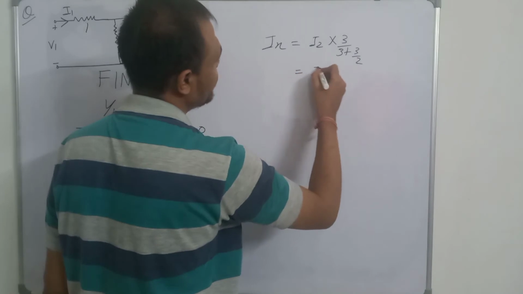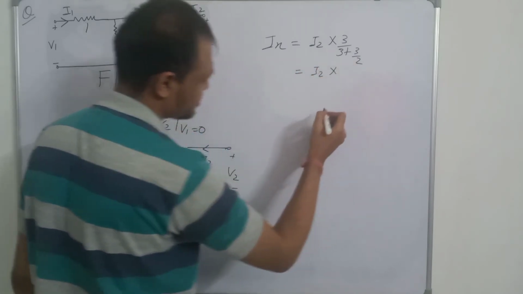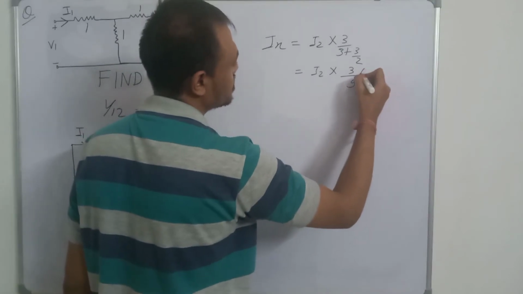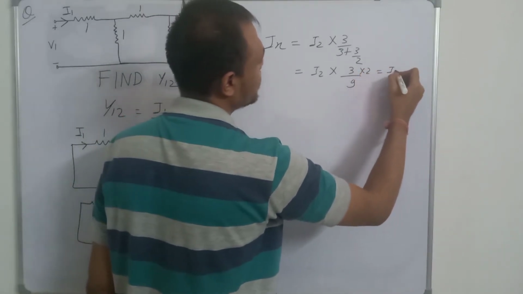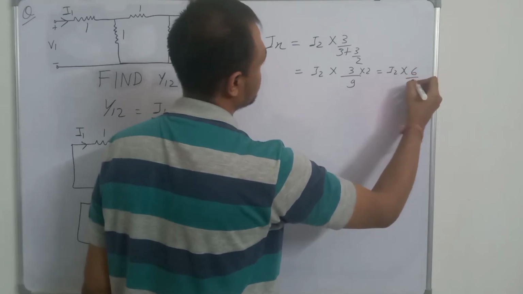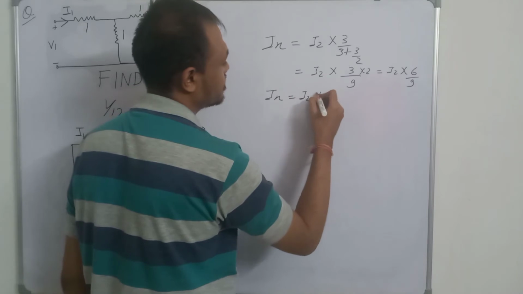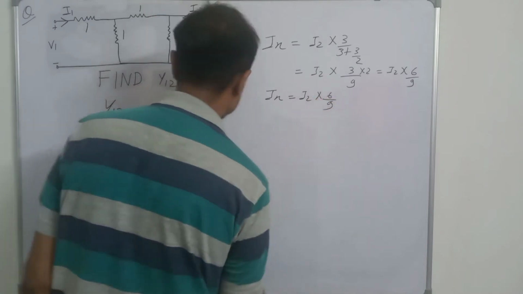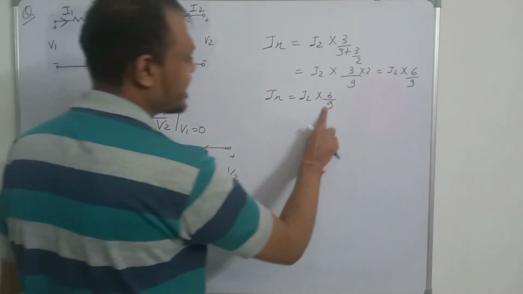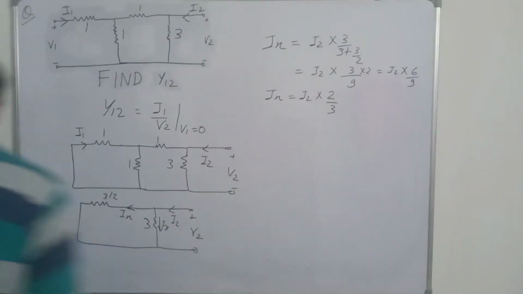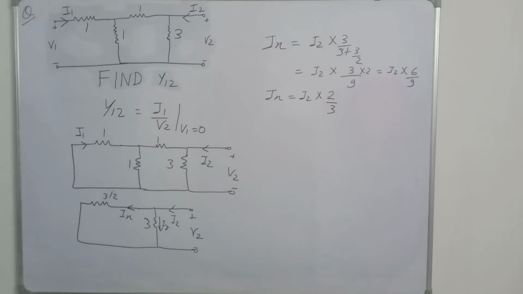So this will be equal to I2 into 3 upon 9 by 2. So this will be equal to I2 into 6 by 9. So Ix is equal to I2 into 6 by 9, or we can say I2 into 2 by 3. So Ix is equal to I2 into 2 by 3.